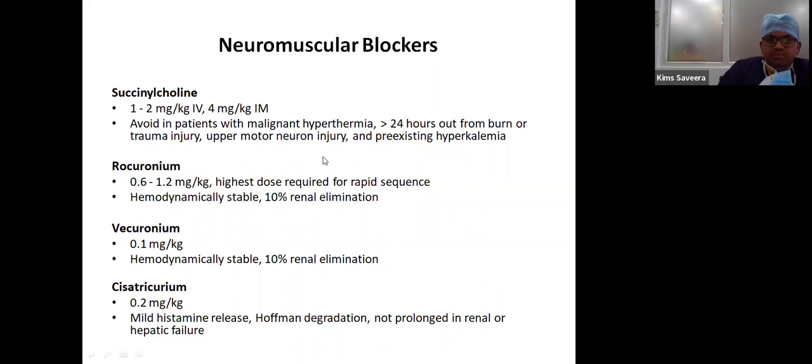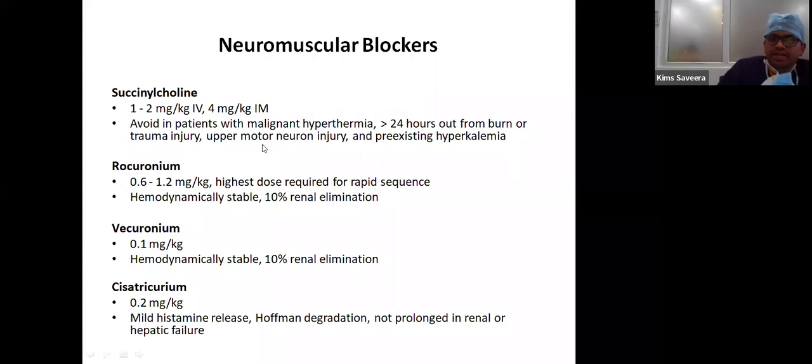Then comes neuromuscular blockade. In rapid sequence induction, we use scoline, succinylcholine, and rocuronium, where succinylcholine is 1 to 2 mg per kg IV. If we don't have IV access, we can give up to 4 mg per kg IM.